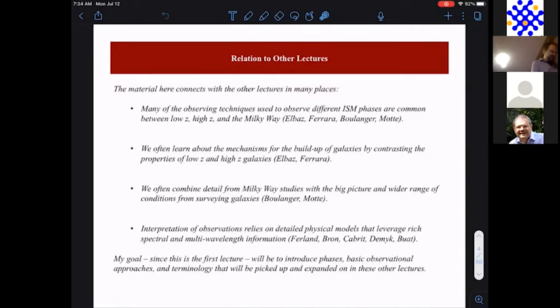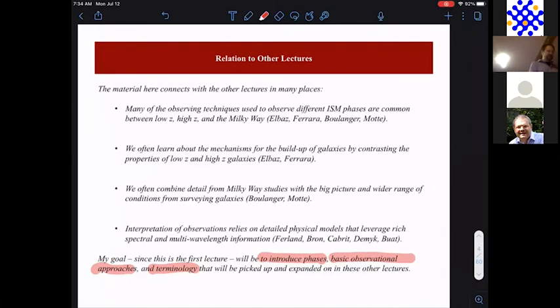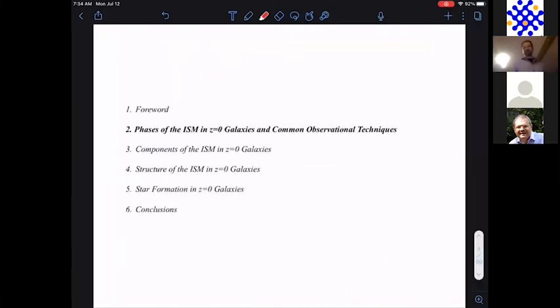So with all that said, my goal here is to introduce the ISM phases, tell you about the basic observational approaches, give you the terminology that's going to be used through the rest of the school, and then give you a basic sketch of what's in the interstellar medium of galaxies at redshift essentially 0. We'll talk a little bit about mergers, but everything is at a redshift of less than a few hundredths here. So with that preamble said, let's go ahead and dive in.